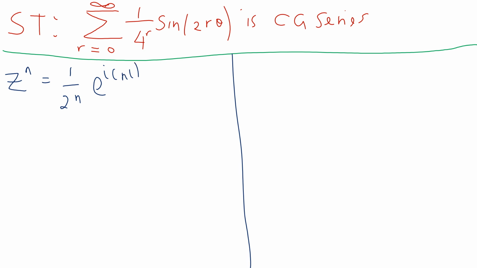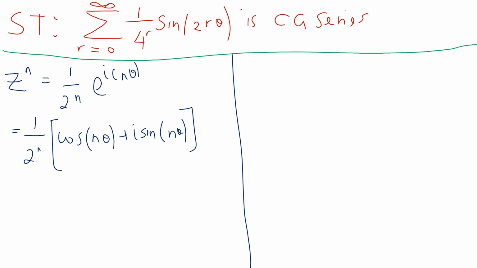What is this? I n theta. Voila, that's what we had. Now, in fact, we also saw that it is 1/2 to the power n into the cosine of n theta plus I the sine of n theta. Okay, now think about it: you have a 4 here now, and this 4 is what? It is 2 raised to the power 2.